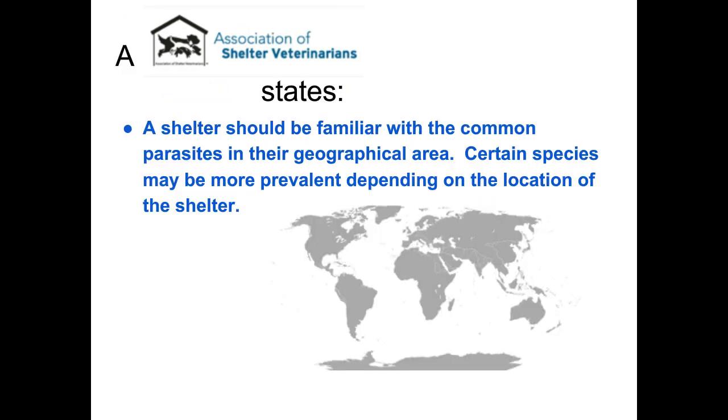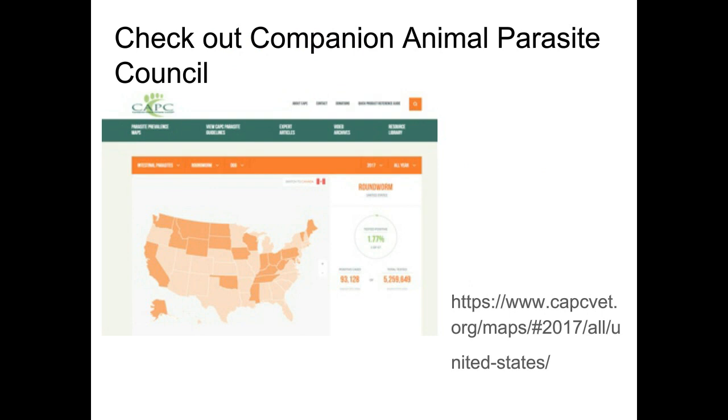They also state that a shelter should be familiar with the common parasites in their geographical area. Everything changes depending on where you are. Certain species may be more prevalent depending on the location of the shelter. A great place for you to go check out is the Companion Animal Parasite Council. It is a website. You can use the link there. You might have to copy it into your web browser, but they have maps on there. Their most recent data, I think, is from 2016, but they might be working on something more recent. They'll tell you where certain parasites are and how prevalent they are, and it's pretty cool maps to just go play around with.